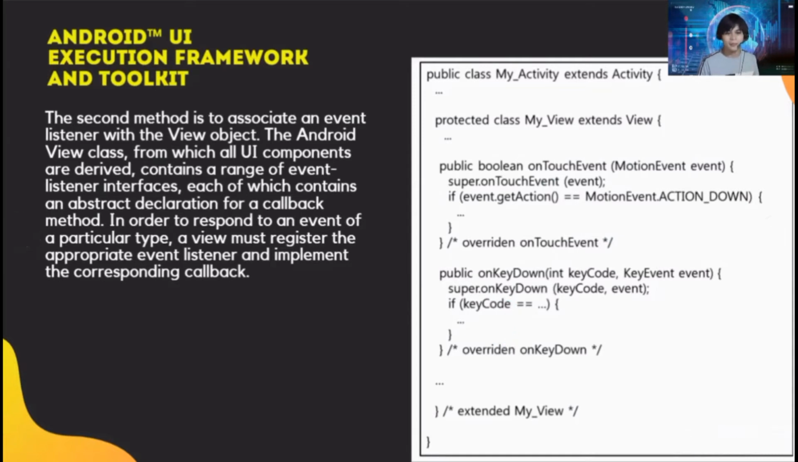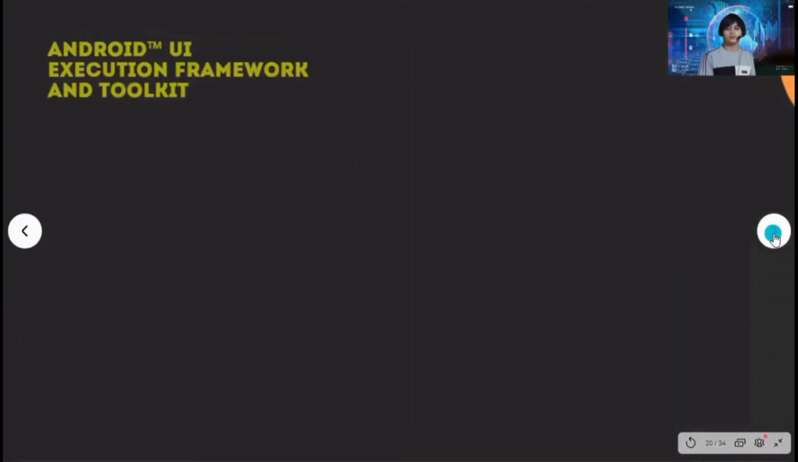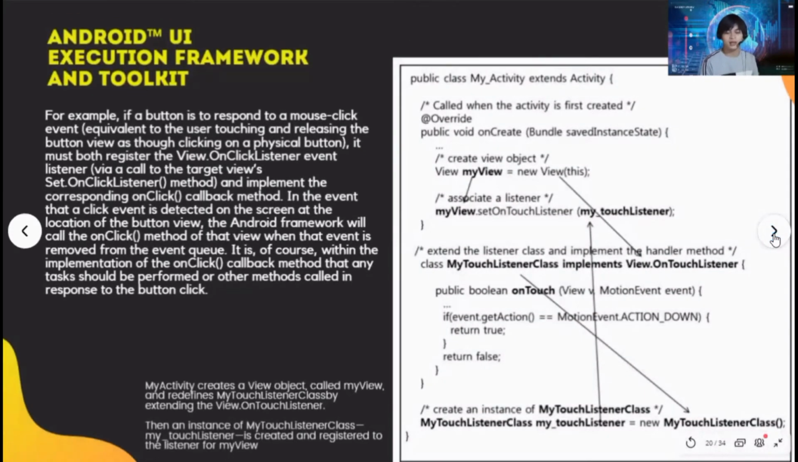Okay, so again, the Android View class, from which all UI components are derived, contains a range of event listener interfaces, each of which contains an abstract declaration of a callback method. So these are the methods you call, depending on what you want to happen in your application. Actually, the methods are already predefined.